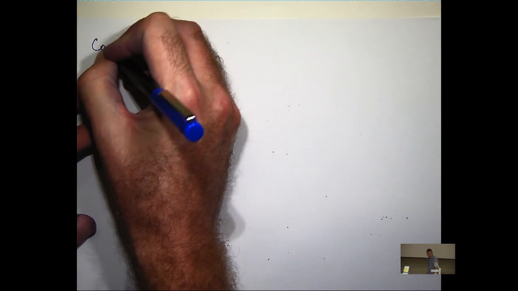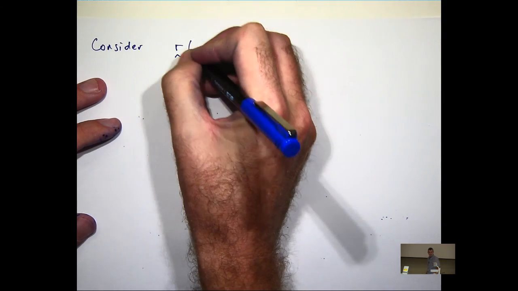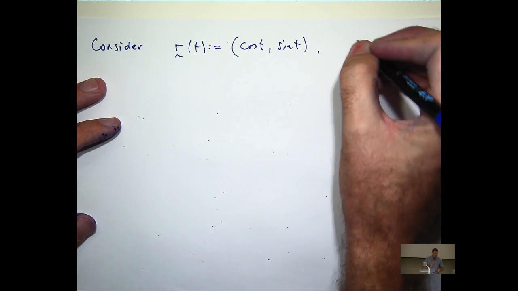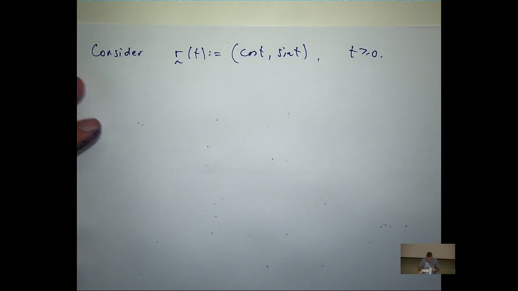So here's something that I just want you to consider. This isn't in your notes. You don't have to copy it down. I'm just defining a vector function here, and it's one that we've seen before. So what would the curve associated with that function be? How could you interpret that, just in the plane?